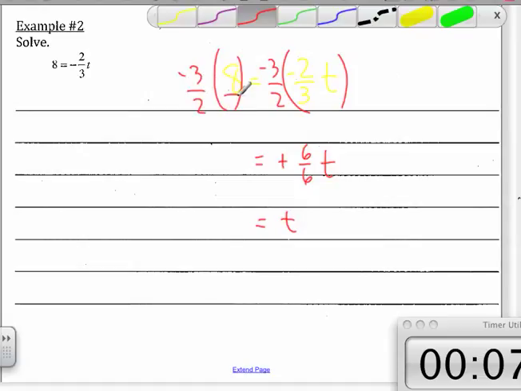Negative 3/2. You guys may have seen, cancel that, make this a 4. Negative 3 times 4 is negative 12. Okay? All right. Good job, guys. Let's look at that next example.